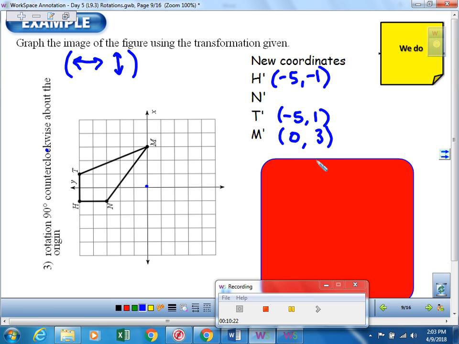Question, Jaden? If you turn, what happens if you turn it the wrong way? No, because we went counterclockwise. No, that's clockwise. To the right is clockwise. To the left is counter. And then N is -3, -1.